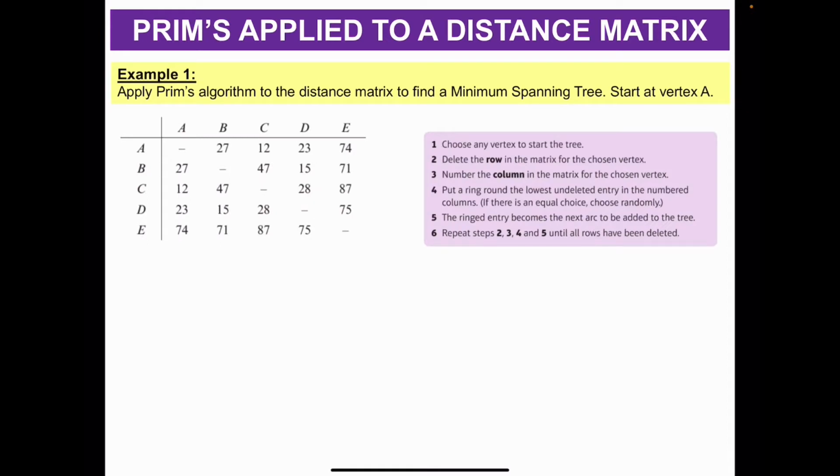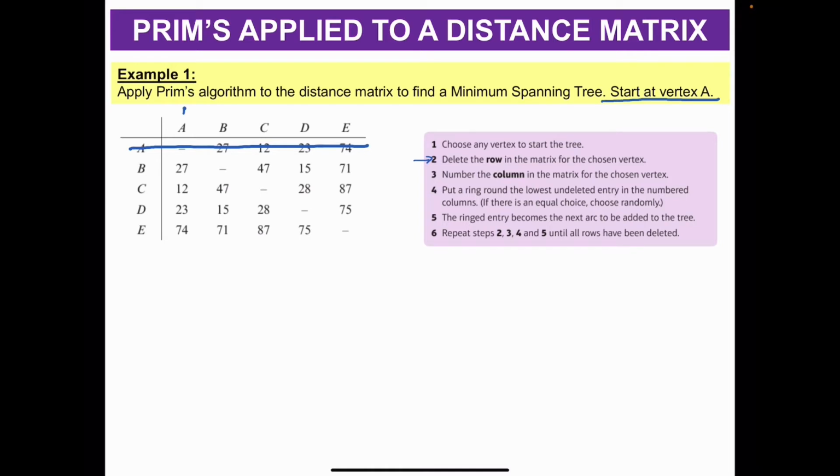You can choose any vertex to start the tree, but in this question they tell us to start with vertex A. They do it for you to follow some structure, so it's much easier to mark on the paper. But regardless of which vertex you start with, the solution you get will be correct, but follow the direction in the problem. So I'm starting with the A vertex, and I'm deleting the A row based on this step, and I'm numbering the column in the matrix for the chosen vertex. So this is number 1 now because it's the first one.